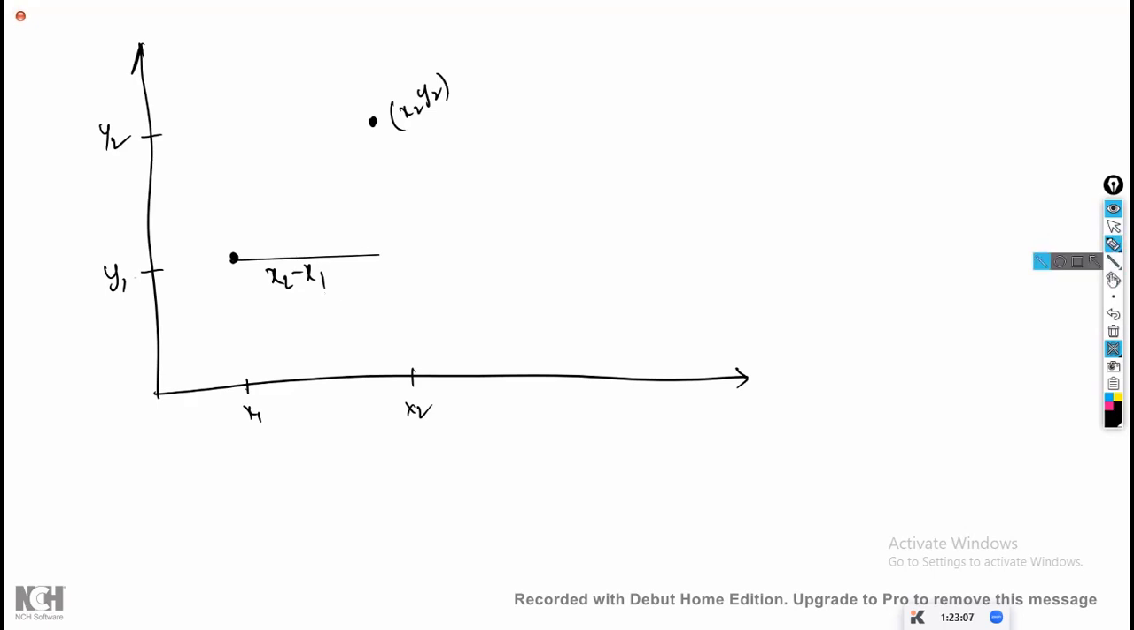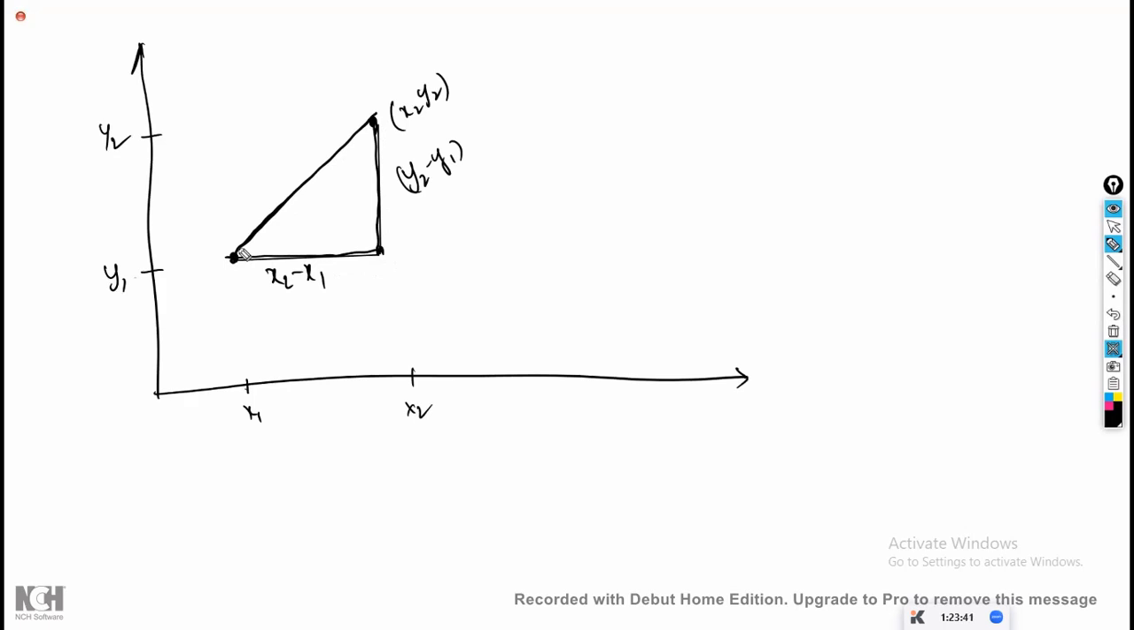Now what is the distance from here to here? This time the x value is fixed, only the y value changes. This is y2 minus y1. Now I'm going to draw a straight line till this line and this one match, so this is a straight line and this is also a straight line. Now I want the distance between these two points, so here it makes a right angle triangle.